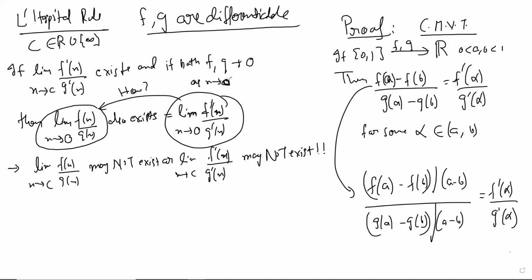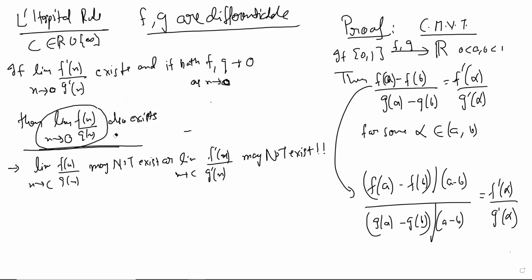So again, see the hypothesis. This limit f dash x by g dash x exists, and both the functions go to 0 as x goes to 0. Now we want to basically show that this limit also exists, fx by gx. So we can forget about all this. Let's also remove this for the time.